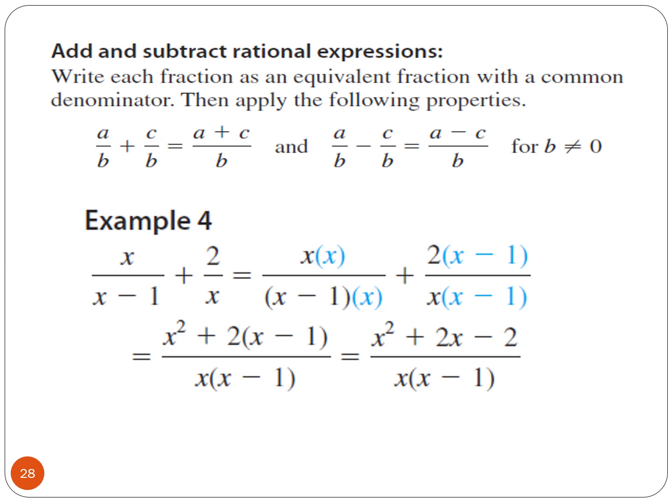Since these have the same denominator, the sum here will be just x times x, which is x squared, plus 2 times x minus 1. The denominator, the common denominator, is just x times x minus 1. The only thing left now is to simplify the numerator by multiplying 2 times x minus 1. So the final result will be x squared plus 2x minus 2, and the denominator is x times x minus 1.